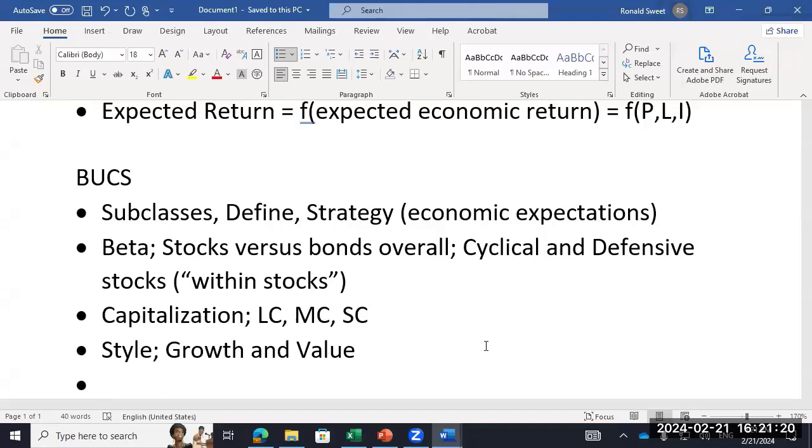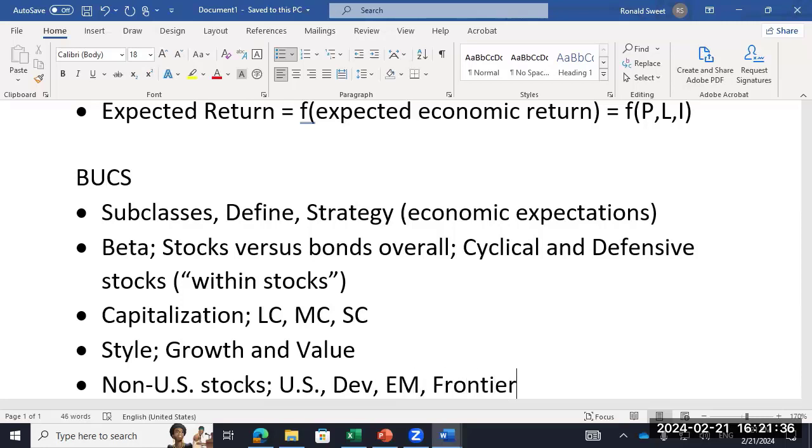And then the U. So we're essentially talking about non-U.S. stocks. There you have U.S., developed, emerging, and frontier. You could kind of leave frontier out. There may be ETFs with frontier markets, I should have checked, but I doubt it. You look at frontier markets, you're talking some scary stuff.